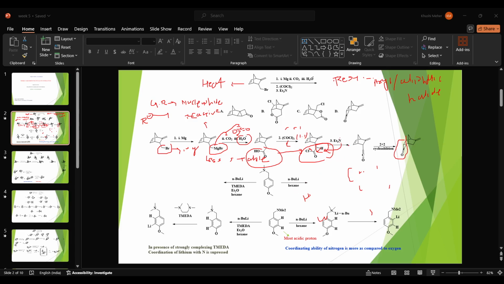And our boron will go to the less hindered side. Whatever the boron, it will go to the less hindered side, because of the steric hindrance it has to go to the less hindered side. Then we'll see what will happen.